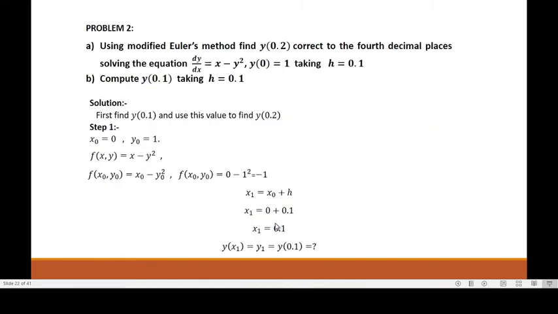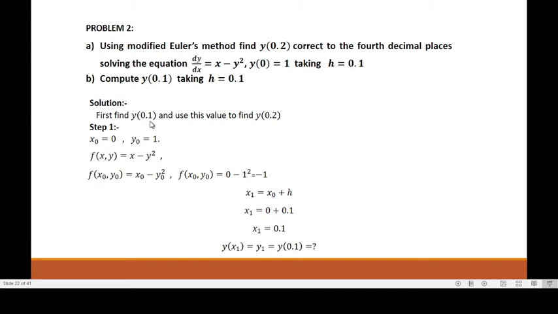Similarly, see the second problem here. Using the modified Euler's method, find y of 0.2 correct to four decimal places, solving the equation dy by dx is equal to x minus y square, with the initial condition y of 0 is equal to 1, taking h is equal to 0.1. Here also we have to compute y at two stages, that is, we have to calculate y at x is equal to 0.1, and considering that as an initial value, we have to calculate y at x is equal to 0.2.